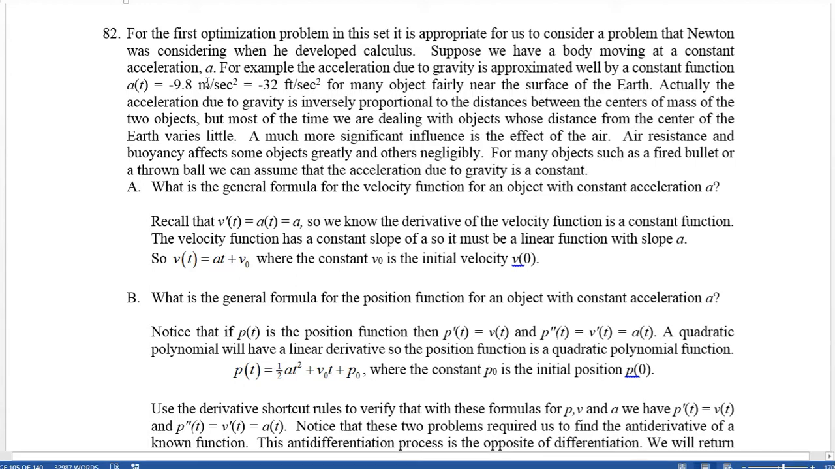Now in particular, if we're dealing, say, with the falling body problem, then this a is negative 9.8 meters per second squared. V is then negative 9.8 t plus v sub 0 meters per second. And position is then, well, half of negative 9.8 is negative 4.9. So it's negative 4.9 t squared plus v sub 0 t plus p sub 0. And that would be in meters. Or we could use the American units of negative 32 feet per second squared.